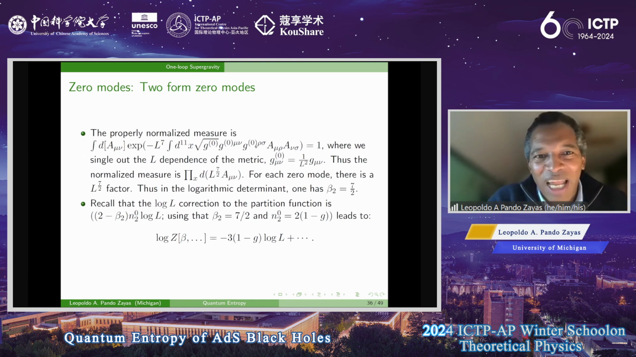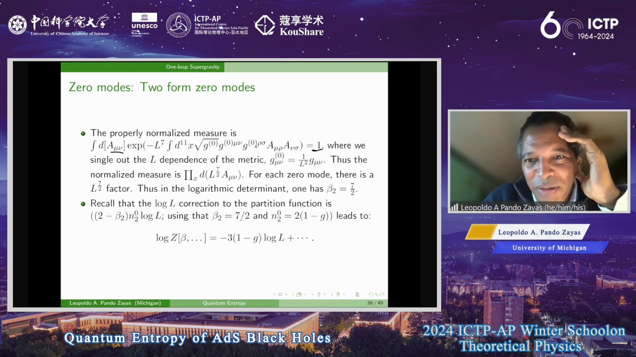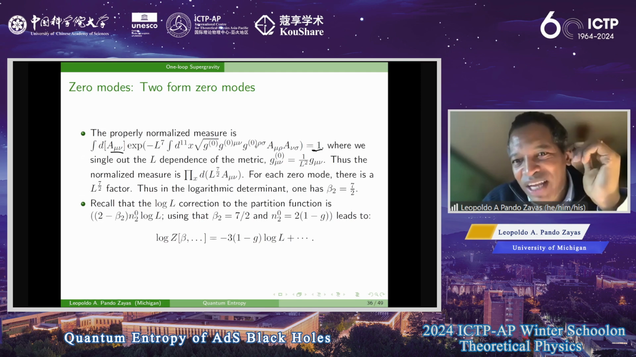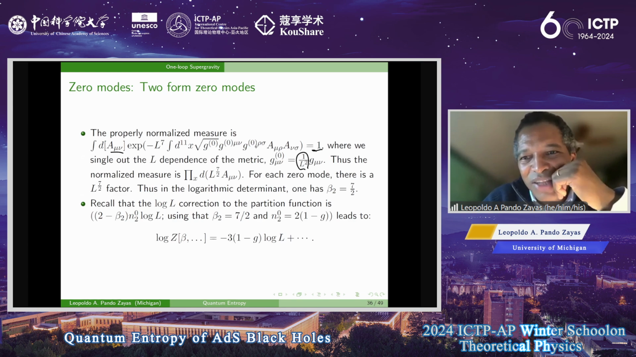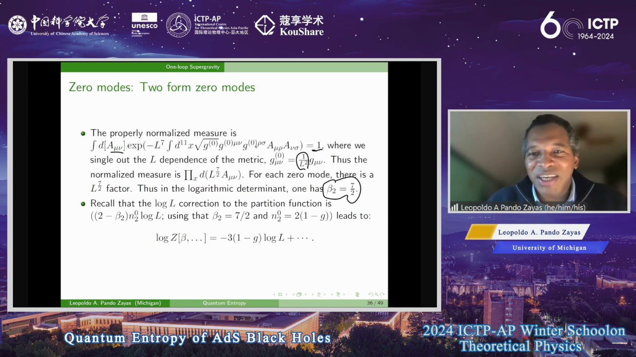So I need to normalize the measure of a two-form. The normalization is that this kind of integral gives me 1. So that means that if the metric scales, I rescale the metric accordingly. That tells me that the normalization of these two-forms means I need to add it to the path integral with this beta 7/2. So the number of two-forms.